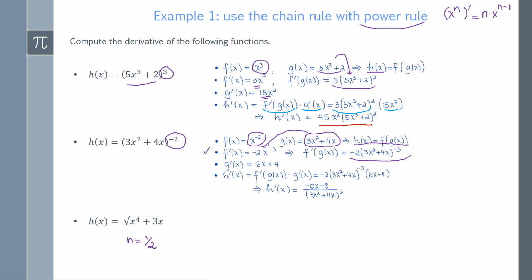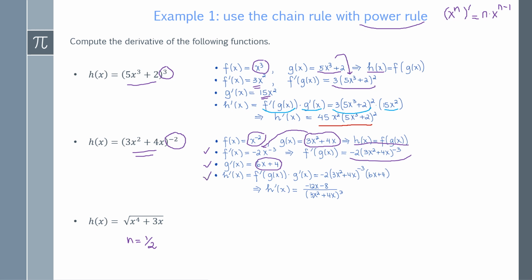So we get the following expression: negative 2 times (3x squared plus 4x), and this quantity raised to the negative third power. Okay, next step is to compute g prime. So the derivative of the inside, and that is 6x plus 4. Okay, and that is a group, so remember to put parentheses around it. And now we complete our problem.